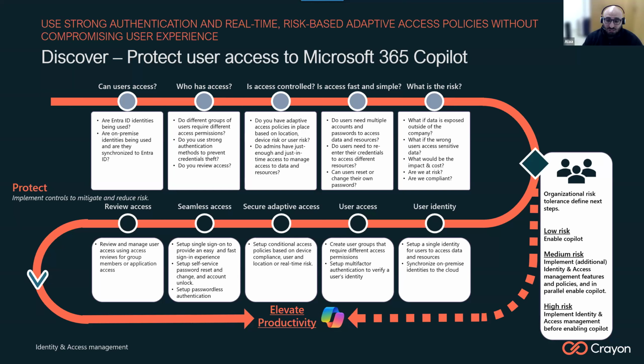Finally, you need to assess the risk associated with data access. What if the data is exposed outside of the company? What if the wrong users access sensitive data? We need to consider the impact and the cost. Are we at risk? Are we compliant? These questions need to be asked to your customer and to yourself if you're implementing Copilot for your organization.